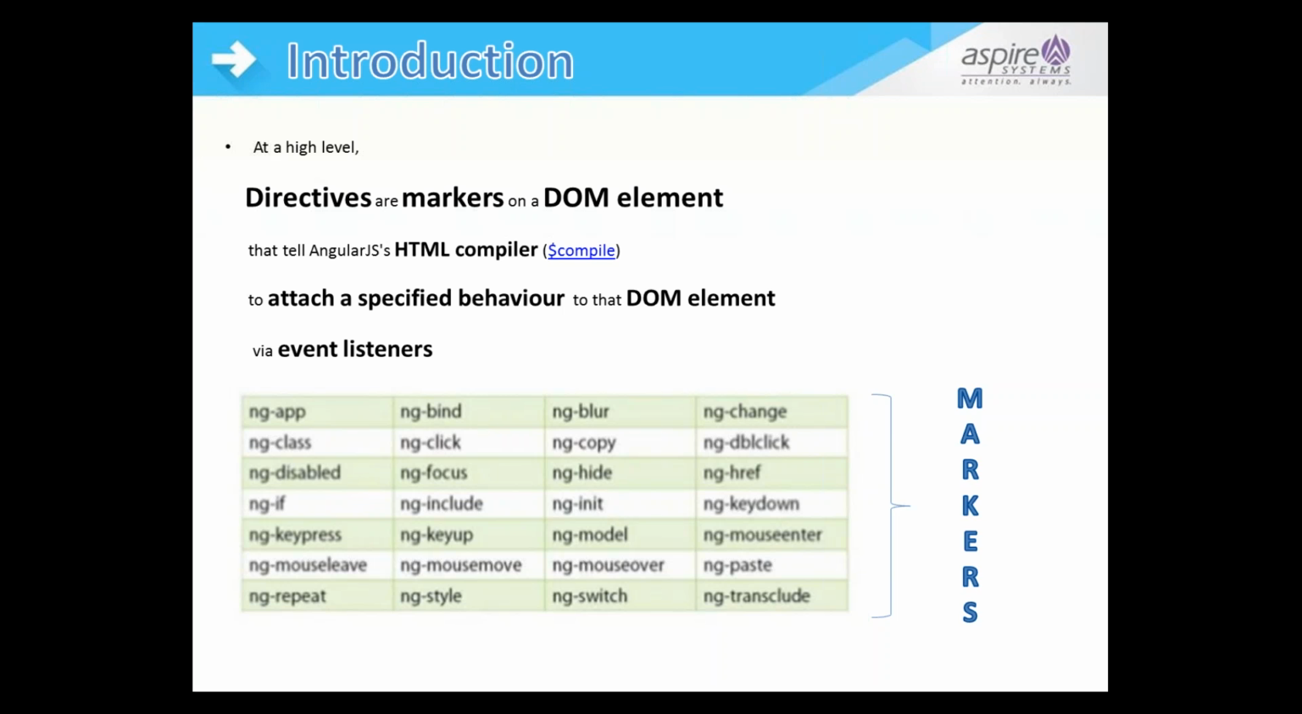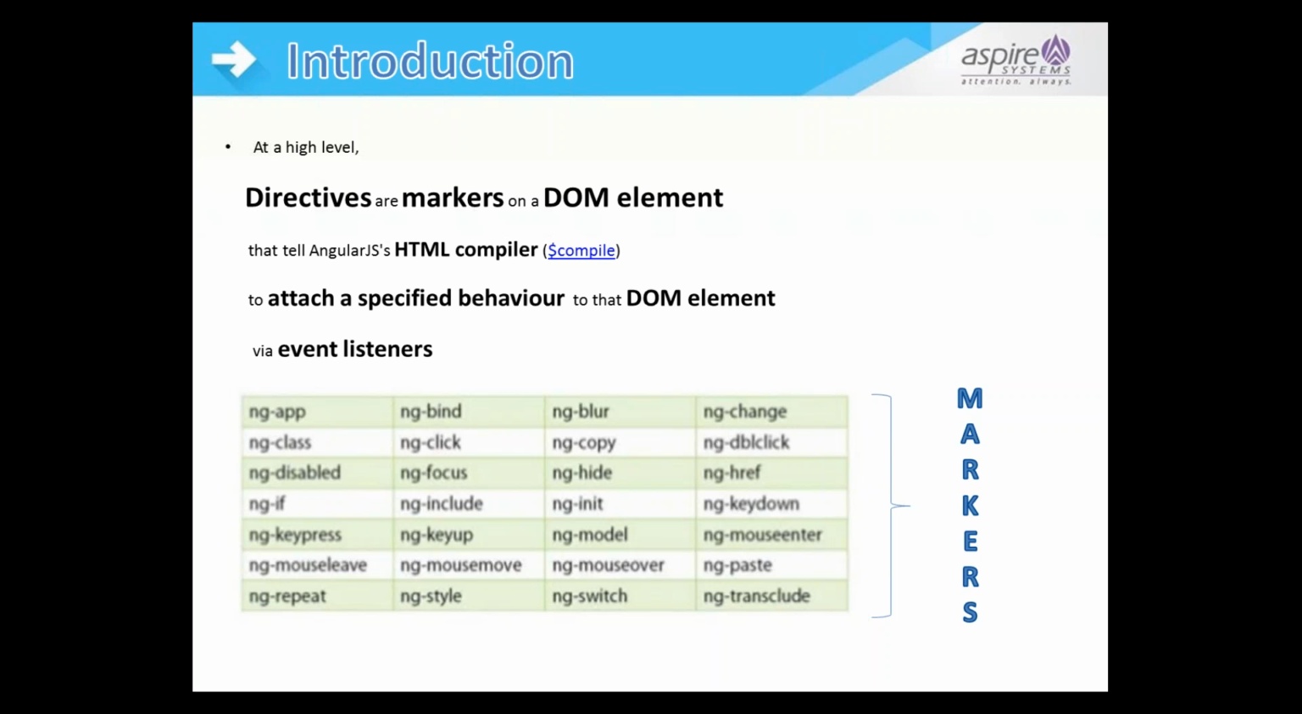So definition is clear. Tomorrow if someone asks you to explain what is a directive, you don't have to say anything else except this. Remember these few words: markers on DOM element, changes HTML behavior via event listeners. Fine? So instead of markers, we can say like AngularJS attribute in a DOM element. Yeah. You can't restrict that directive as an attribute because we'll see in the next slides.